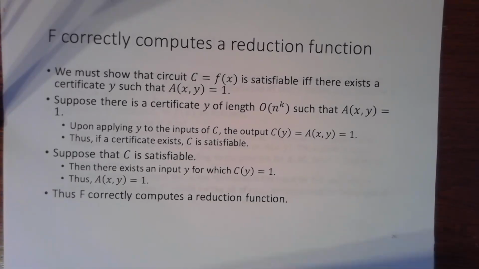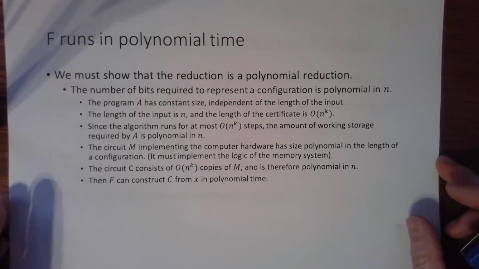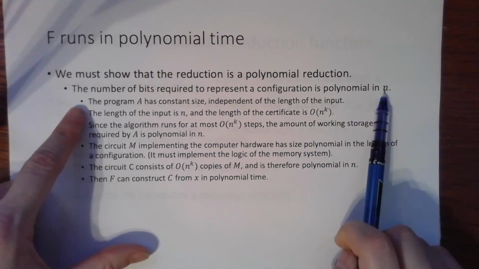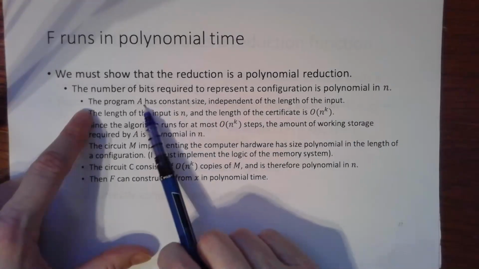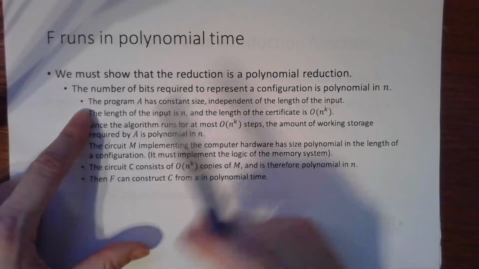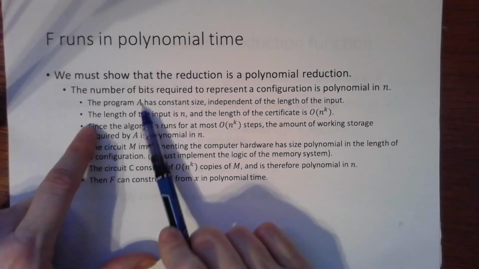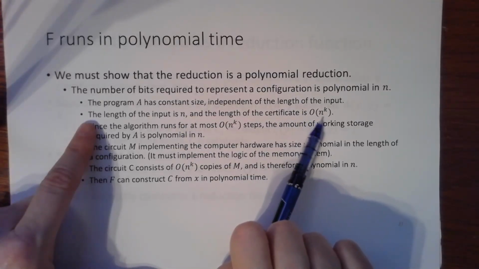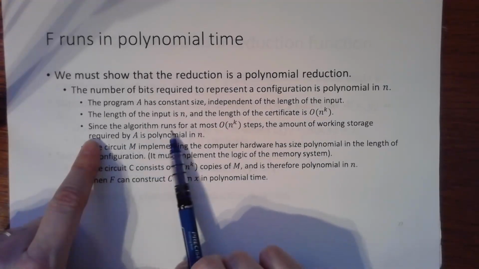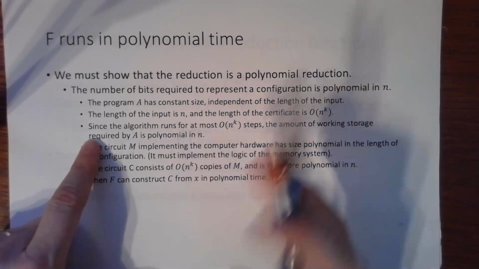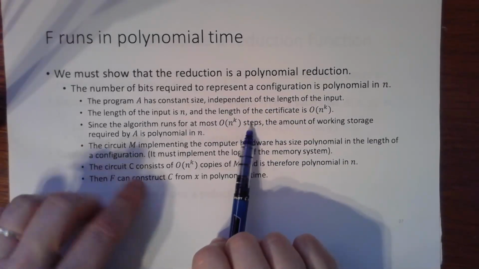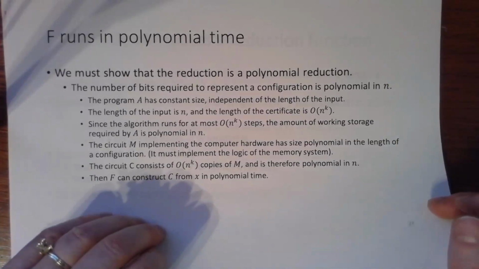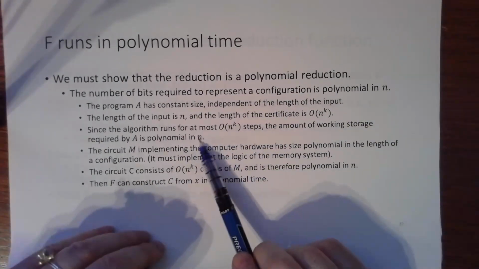The last thing we need to convince ourselves is that it does so in polynomial time. The number of bits used to represent the configuration is a polynomial in n. The program has constant size. It doesn't matter how long the input is, so we don't have to worry about that. The length of the input is n, and we know that the length of the certificate is n to the k. We also know that the algorithm runs for at most n to the k steps, because it was a polynomial algorithm. And so the amount of working storage required by the algorithm must be a polynomial in n as well.